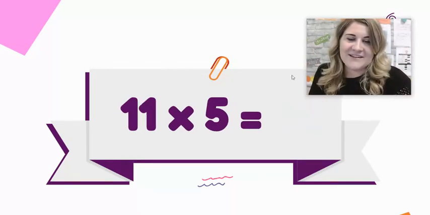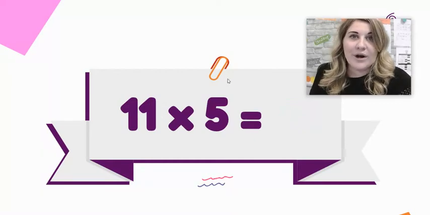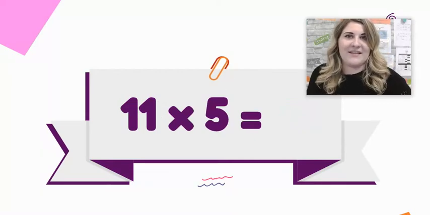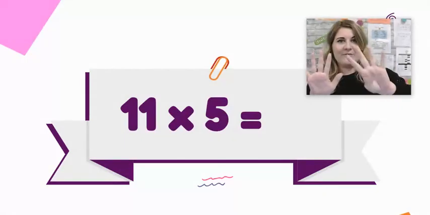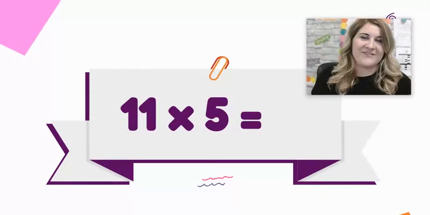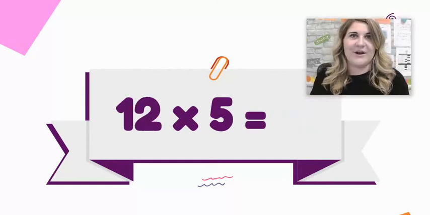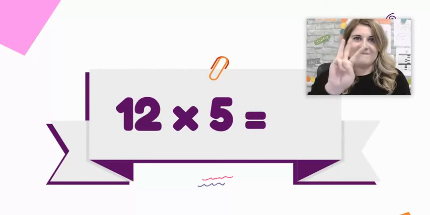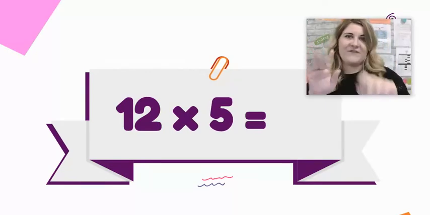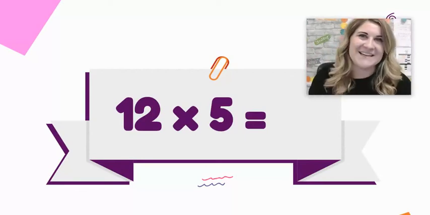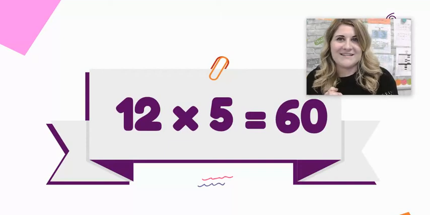Next, we have 11 times 5. You can think of it as 5 times 10 plus 5 times 1. Or we can skip count by 5 11 times. Here we go. 5, 10, 15, 20, 25, 30, 35, 40, 45, 50, 55. So our answer for this is 55. Next, we have 12 times 5. Here we go. 5, 10, 15, 20, 25, 30, 35, 40, 45, 50, 55, 60. 60, that's our biggest product so far. 12 times 5 is 60.